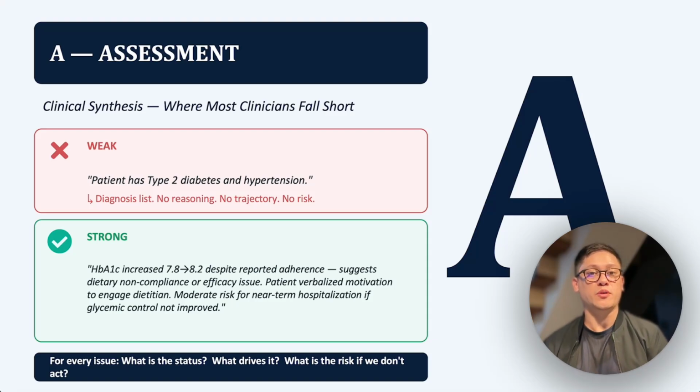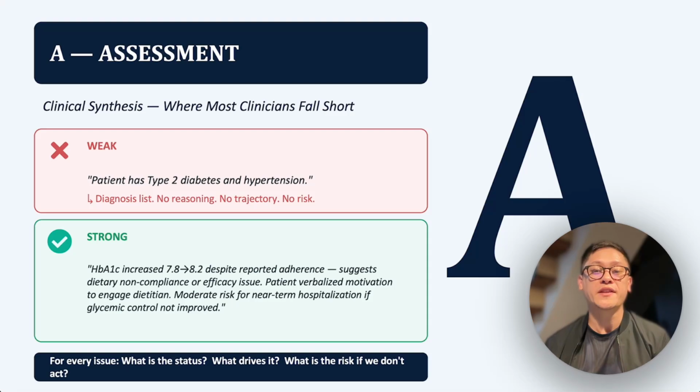A strong assessment looks like this. "Patient's HbA1c has increased from 6.8 to 8.2 since last encounter despite reported medication adherence. Suggests potential dietary non-compliance or medication efficacy issue. Patient verbalized motivation to engage with dietitian. Moderate risk for near-term hospitalization if glycemic control is not improved." See the difference? The second version shows reasoning.